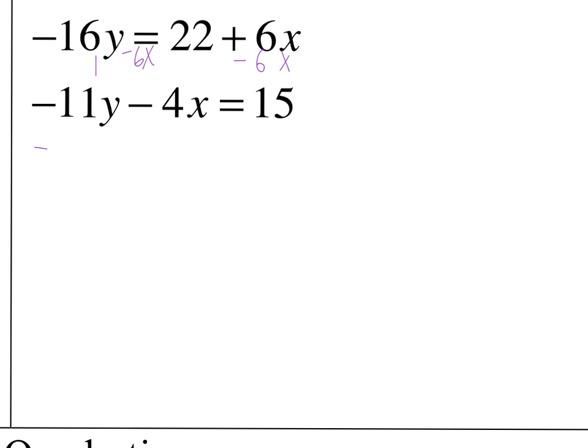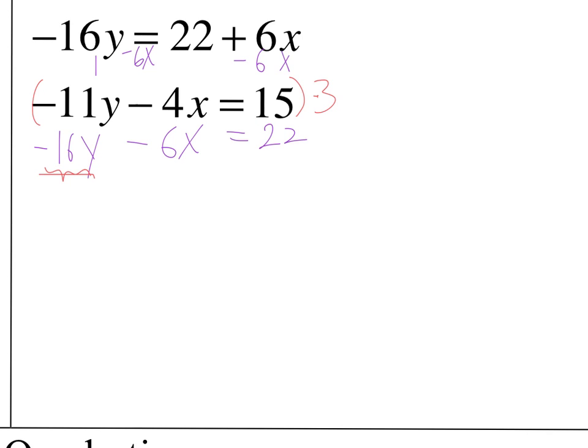So we've got negative 16y minus 6x is equal to 22. I'm also going to divide this guy by 2 to see if that makes this any nicer. I don't really think it is, so maybe I'm going to stop that. Okay. I can either find a common multiple for 16 and 11 or 4 and 6. I think 4 and 6 is a better choice. So I'm going to multiply this guy. 4 and 6 have a common multiple of 12.